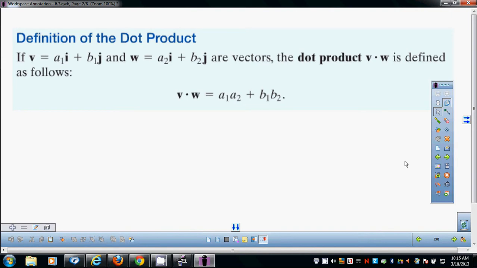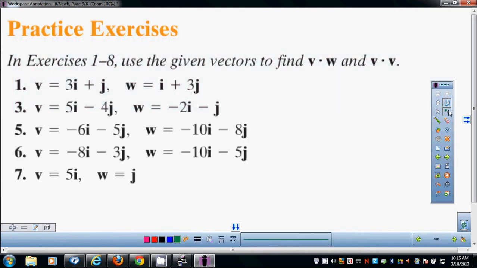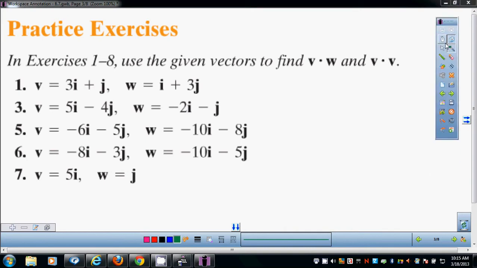Okay, so here we go. Finding the dot product. Now notice, it's asking us for v dot v and v dot w. Just practice two different dots per question. So let's just jump straight into a hard one, like number 6. Let's see, v dot w on number 6.